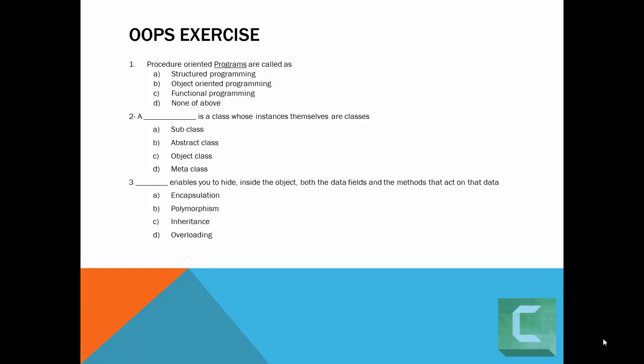what is a class whose instances themselves are classes? So it means that once you create an instance of a class, generally it is an object, because object is the instance of class. But there is an exceptional case where when we instance the class, that becomes a class. So that happens when we do the meta classes.